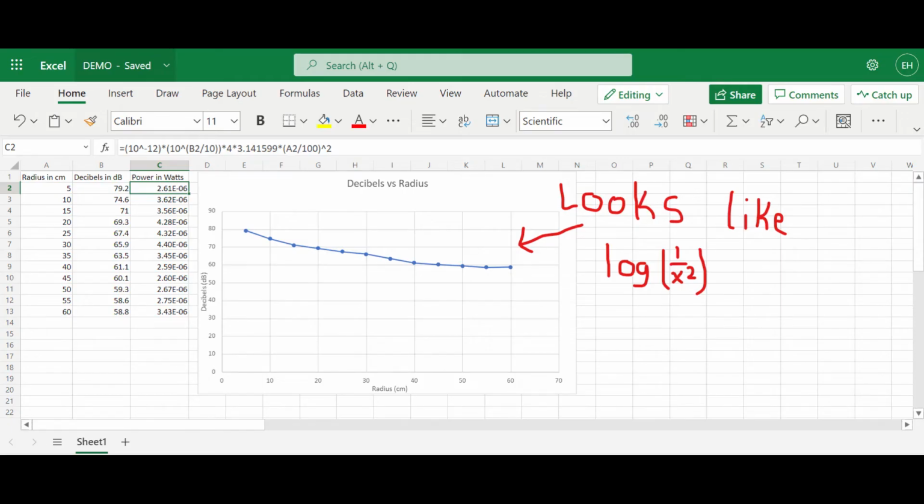With the data and expression entered into Excel, we can see the experimental power of my speaker varies between 2.6 and 4.3 times 10 to the negative 6 watts. While this data has been entered, we can also enter the data into a scatter plot, and notice that it looks similar to a log 1 over x or log 1 over x squared graph segment.